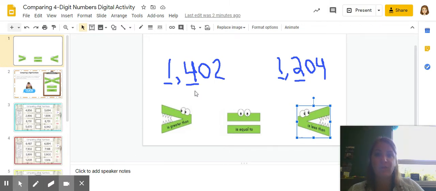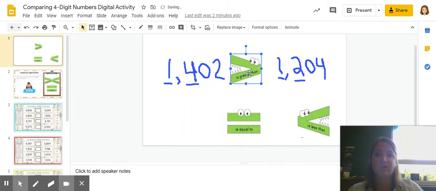I hope that you said the 4 in 1,402 is greater than 1,204. 400s is greater than 200s. So Senior Munching Mouth is going to be open to 1,402. So I'm going to use my is greater than symbol and plug that in between those two numbers.